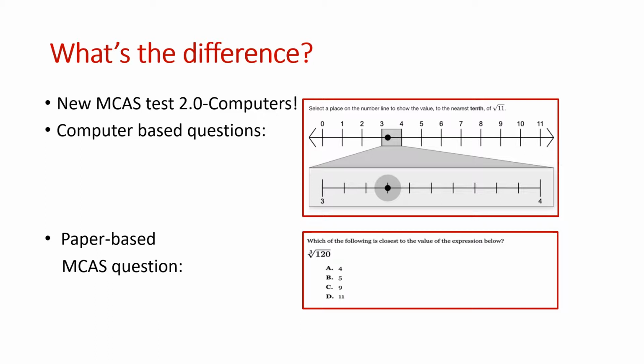You can see on the screen the difference between the old MCAS and the new MCAS 2.0. The first question is from the MCAS 2.0 practice test on the DESE website. This MCAS 2.0 question is a technology-enhanced item. The student selects a point on the screen to plot the correct answer. The second question on the screen is from the old 2018 paper-based test. In the paper version, the student writes an answer in a test booklet.